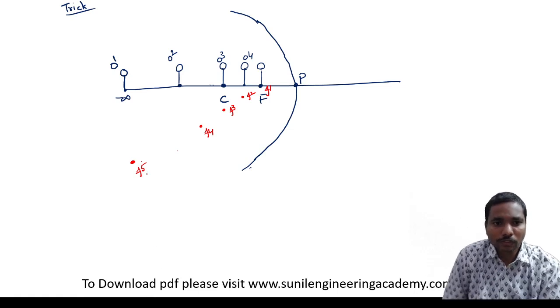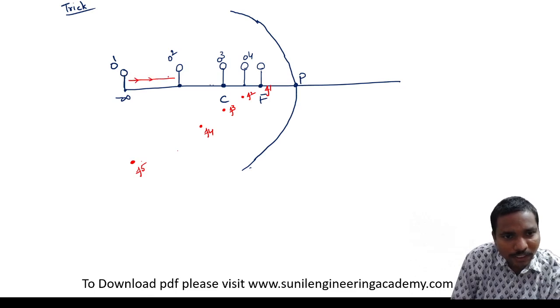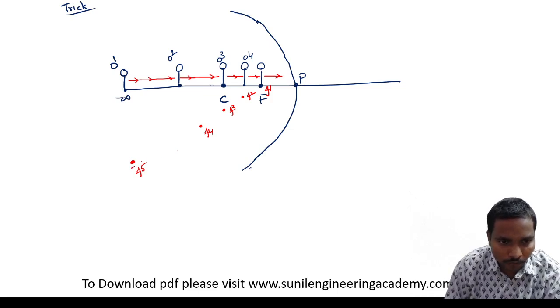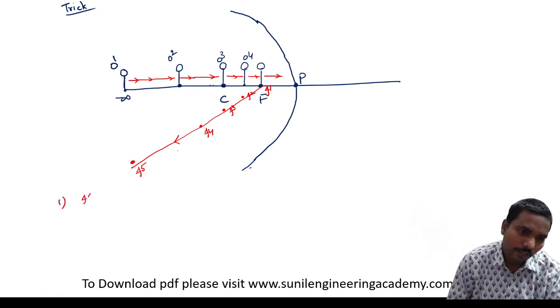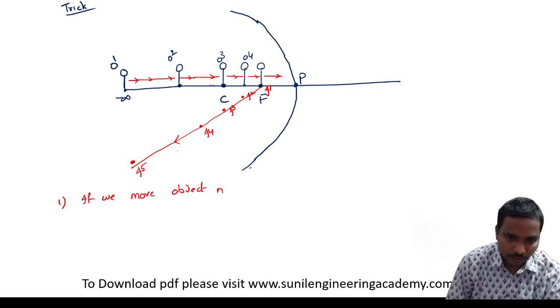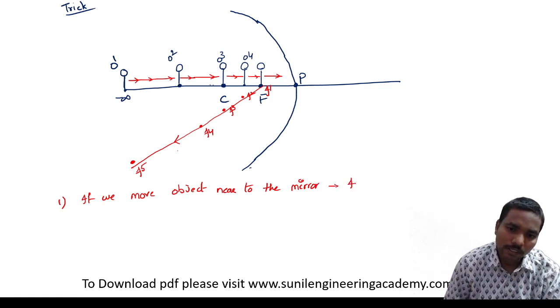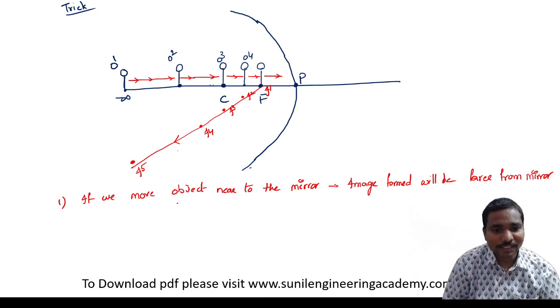Okay, so that means if you move your object near to the mirror, what is happening? The image is going farther. Correct. So note down that point. If we move the object near to the mirror, the image formed will be farther from the mirror.